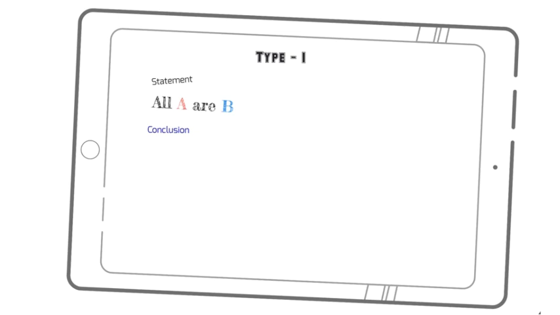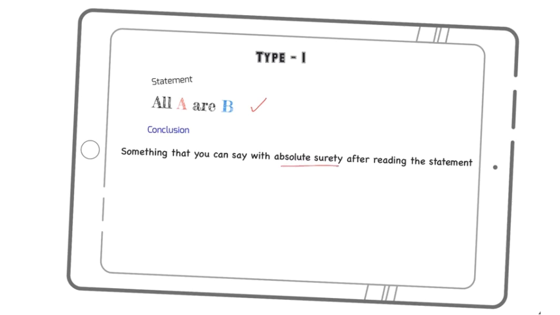First of all, what is a conclusion? Remember this definition of conclusion. A conclusion is something that you can say with absolute surety after reading the statement. What is my statement right now? All A are B. What is a conclusion? Something that I can say with absolute surety after reading this statement. If I have a doubt that this thing may happen or may not happen, that is not my conclusion. A conclusion is always definite. So what can we say surely after reading the statement all A are B?